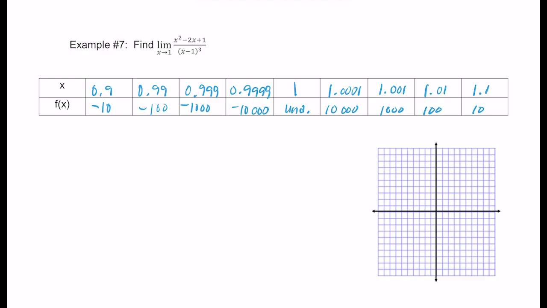So as you can see here, as x approaches 1 from the left, the f of x values are getting larger and larger in magnitude in the negative direction. And as x approaches 1 from the right, the y values are getting larger and larger in the positive direction. If we were to plug in 1 into the numerator, we would get 0, and in the denominator, we would get 0. So we would get indeterminate form again.